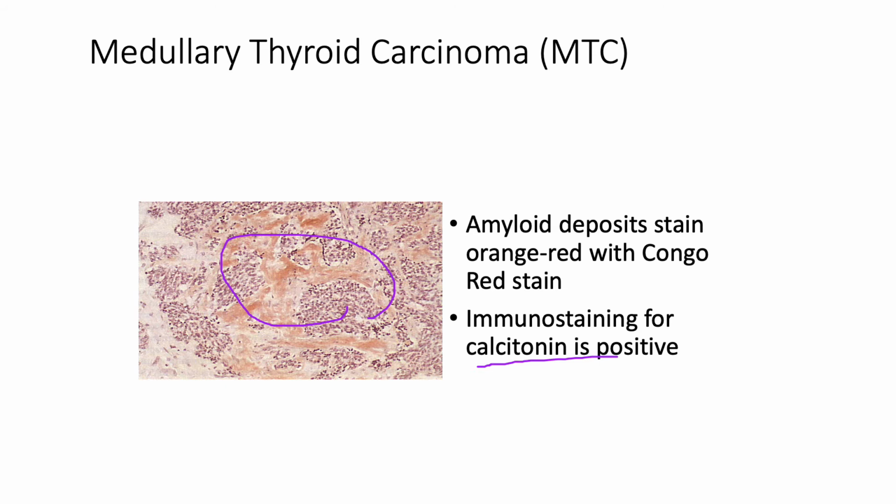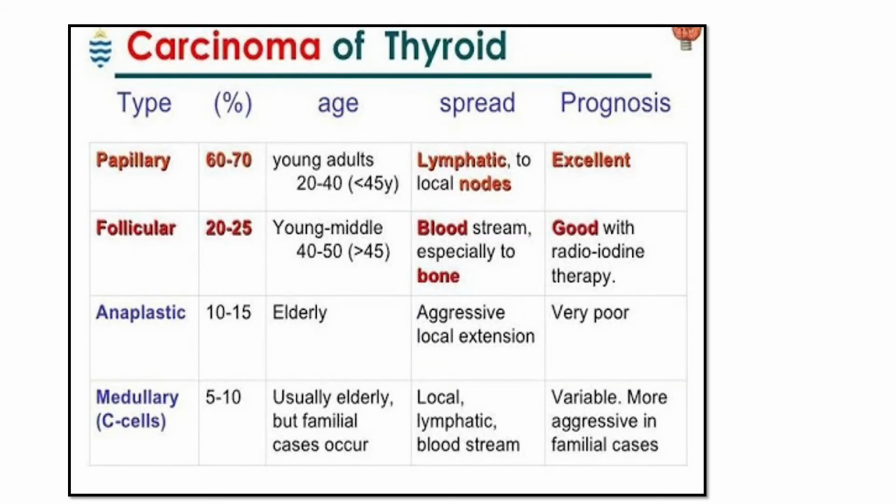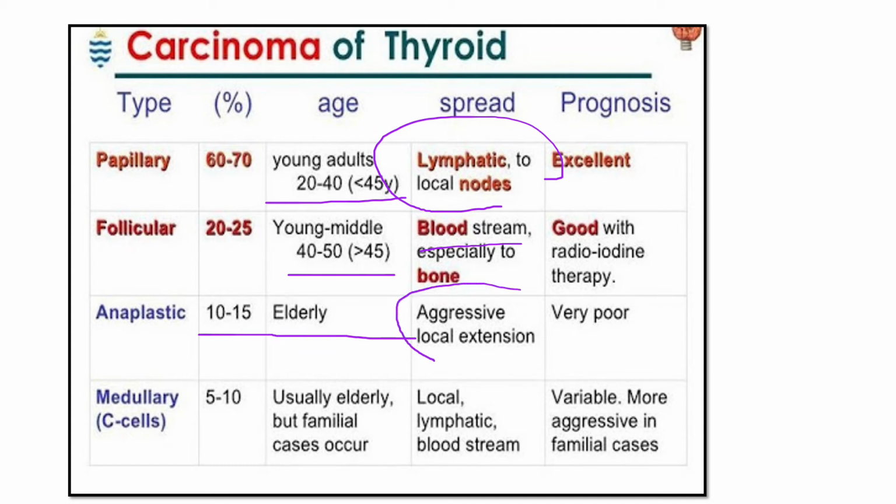So, carcinoma of thyroid, to summarize: papillary carcinomas have lymphatic metastasis, usually in younger individuals; follicular is more in females, with blood-borne metastasis; anaplastic has a very aggressive and worse prognosis, usually in elderly individuals. Medullary carcinomas are usually again seen in the elderly, both familial and sporadic forms are associated with medullary carcinomas, and all forms of local lymphatic and blood-borne metastasis are seen in cases of medullary carcinoma. The prognosis largely depends on the degree of metastasis.